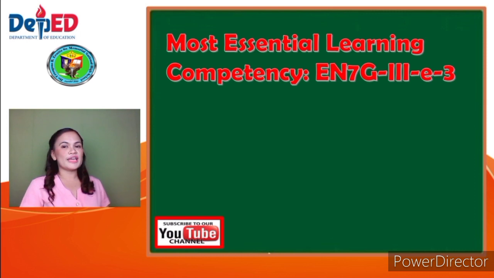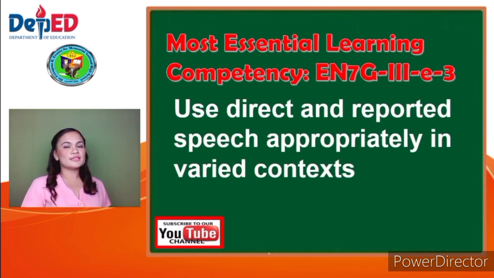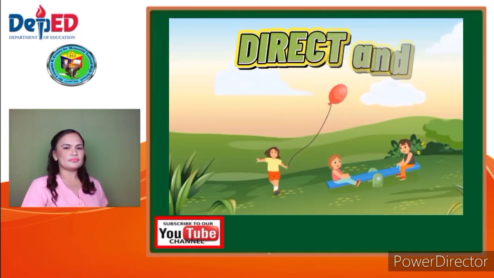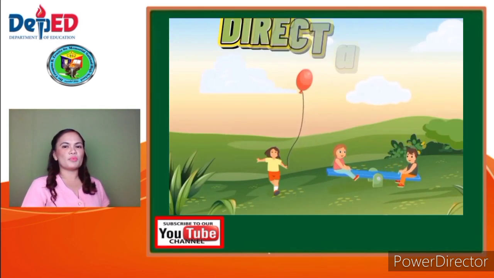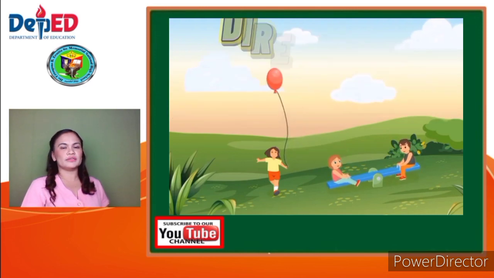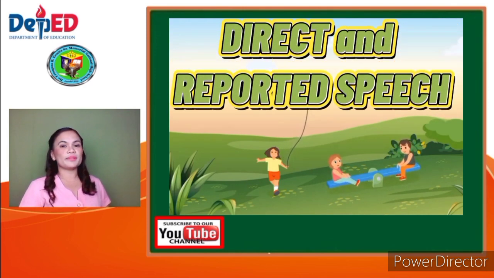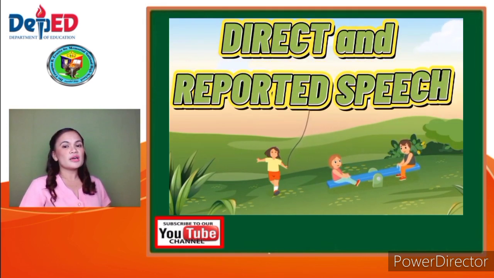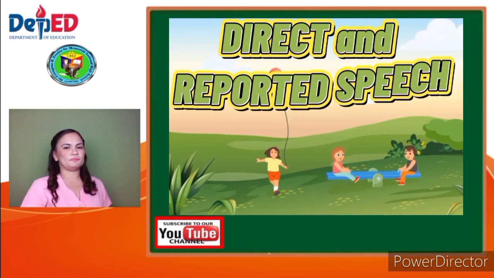For the most essential learning competency, use direct and reported speech appropriately in varied contexts. For the duration of this lesson, we have week 5 from October 11 to October 15. For the reference, we have English 7, Pivot 4A Learner's Material, pages 21 to 25. This lesson describes the importance and differences between direct and reported speech. This also explains different ways and processes to be considered in converting direct speech to reported speech and vice versa.